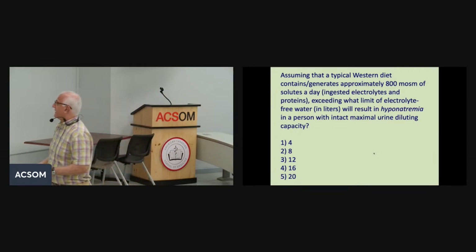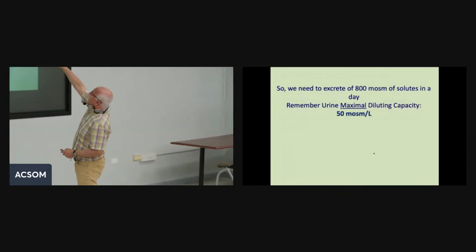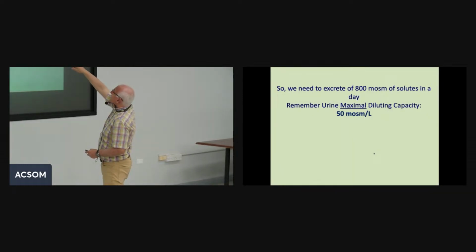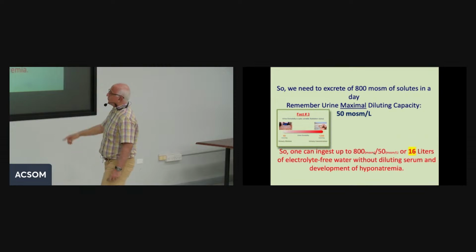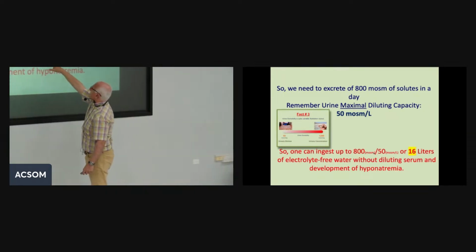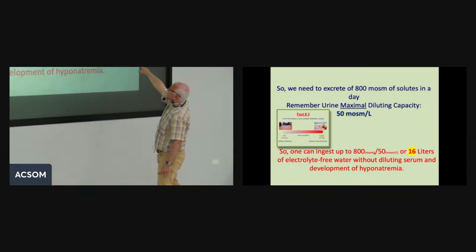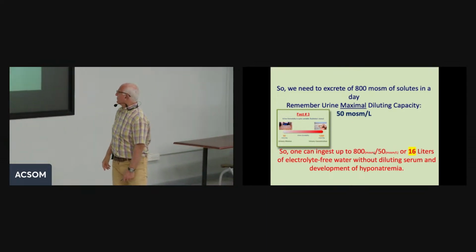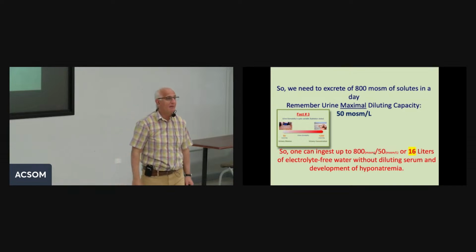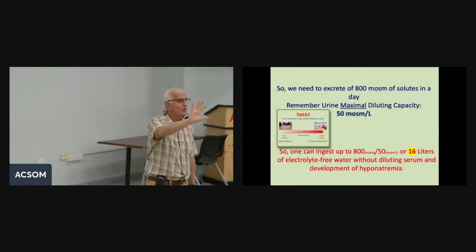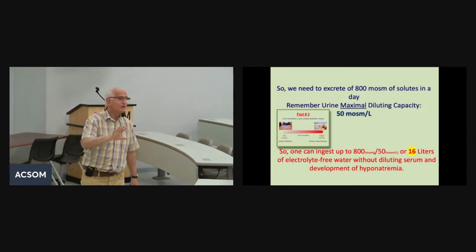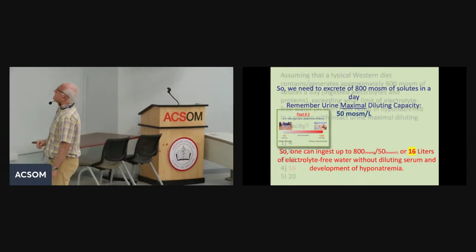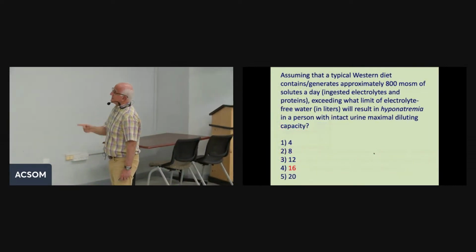800 divided by 50. So we need to excrete 800 milliosmoles in a day. Remember, urine maximal diluting capacity is 50. So remember, this is the slide that I put. One can ingest up to 800 milliosmoles divided by 50, or 16 liters of free water, without diluting serum and development of hyponatremia. It's a little bit difficult to understand. If you don't understand it, don't worry about it. At night, think about it. If you have a problem, come to me tomorrow. Okay? If you don't get it, don't be worried. That's all I ask you. So 16 was the answer. Should we go for another case, guys?